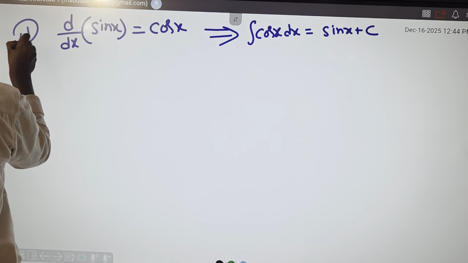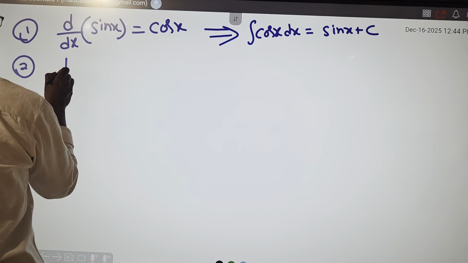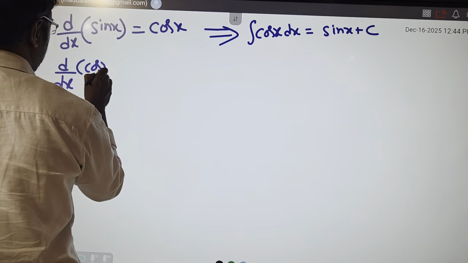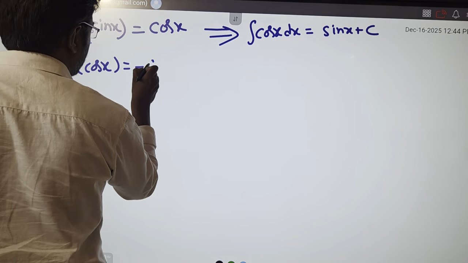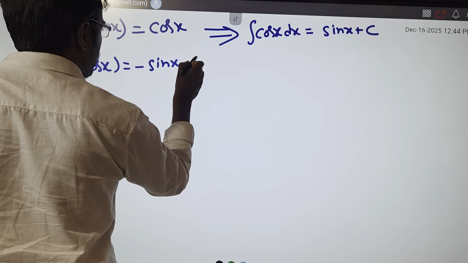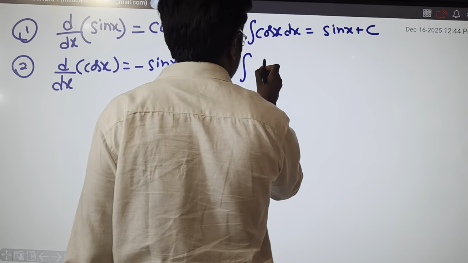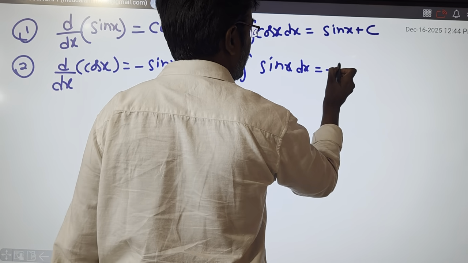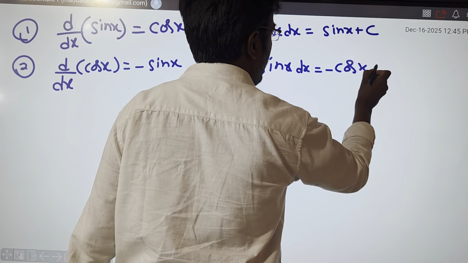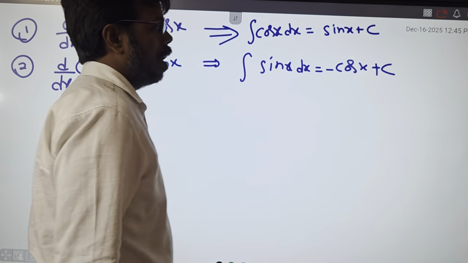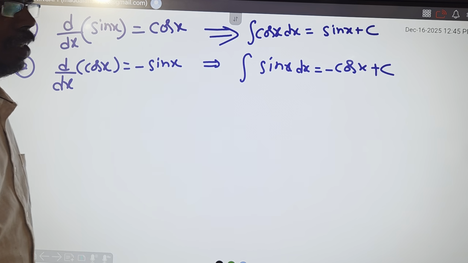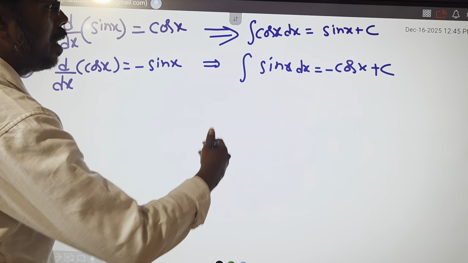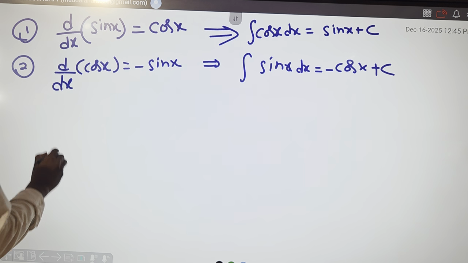And d by dx of cos x equal to what? Minus sin x. So from this, integral sin x dx equal to what? Minus cos x plus c. The constant of integration we can always add, because it is indefinite integration.